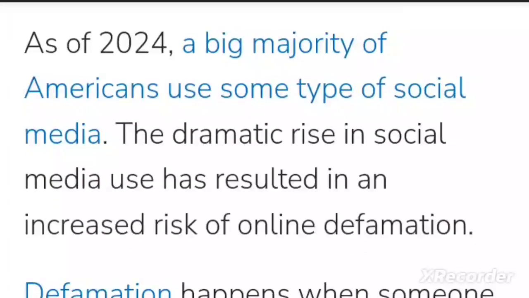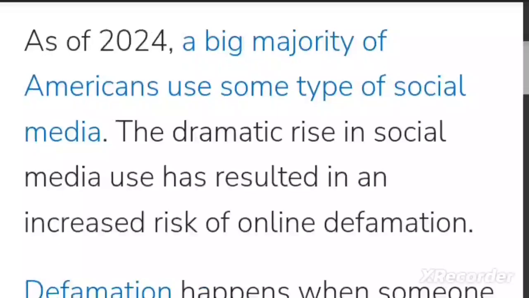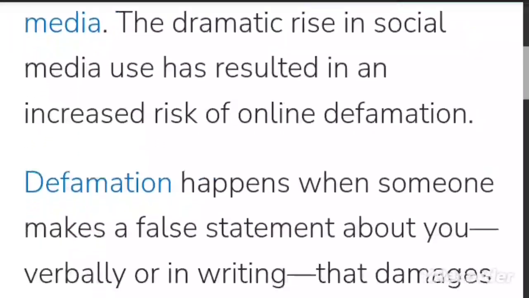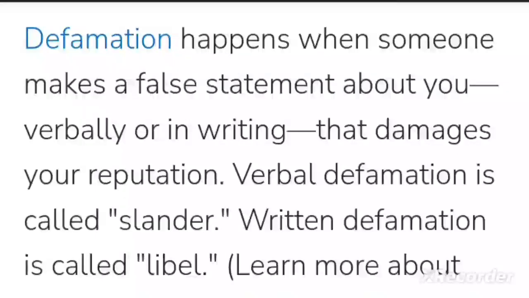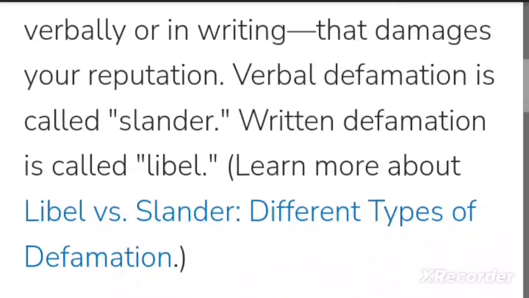As of 2024, a big majority of Americans use some type of social media. The dramatic rise in social media use has resulted in an increased risk of online defamation. Defamation happens when someone makes a false statement about you, verbally or in writing, that damages your reputation. Verbal defamation is called slander. Written defamation is called libel. Learn more about libel versus slander, different types of defamation.